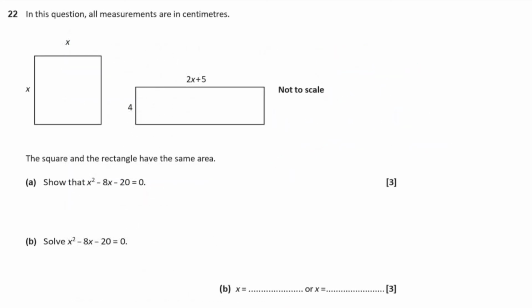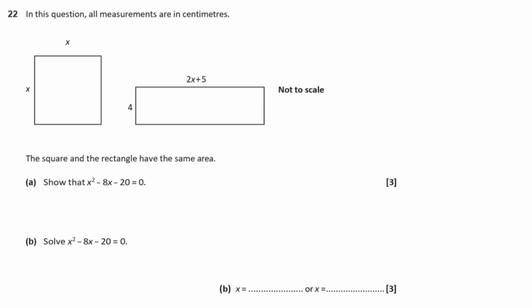Okay. Question 2. In this question, all measurements are in centimeters. Now we've got 2 shapes here. One is a square. It's got sides x and x. And the other one is a rectangle. It's got sides 4 and 2x plus 5. Now it says the square and the rectangle have the same area. Show that x squared minus 8x minus 20 is equal to 0.